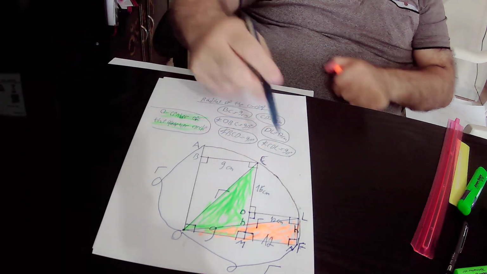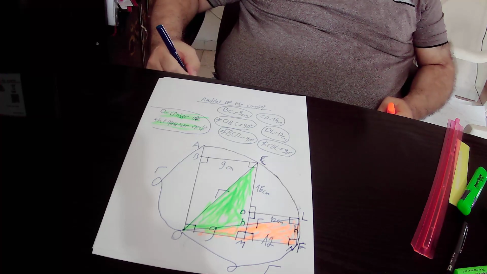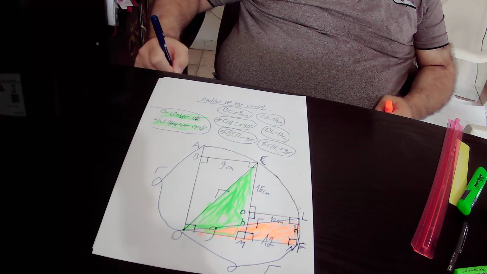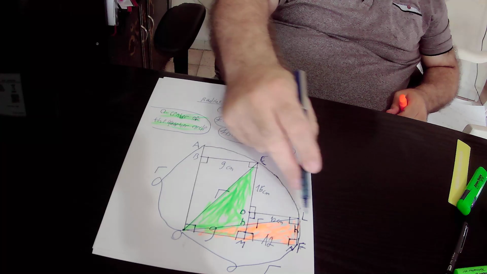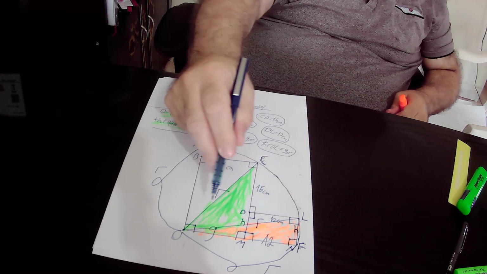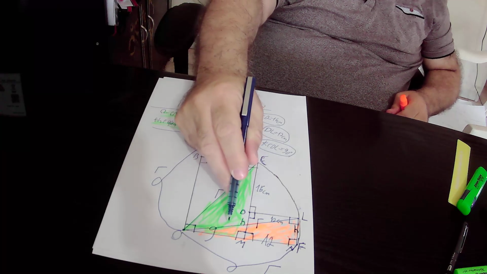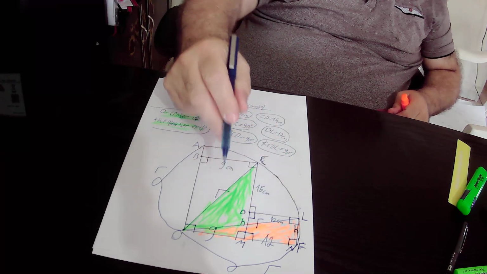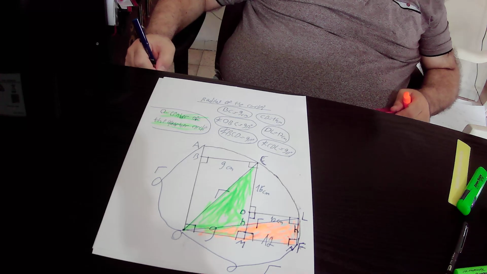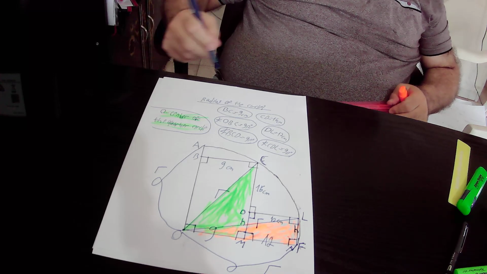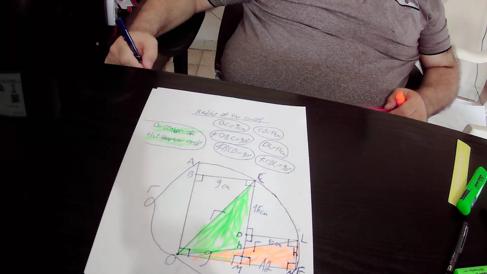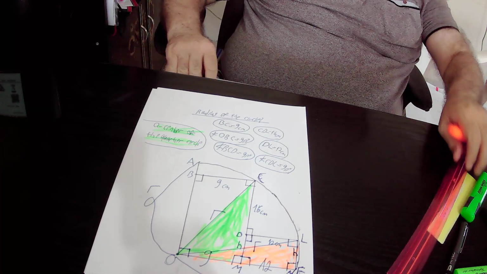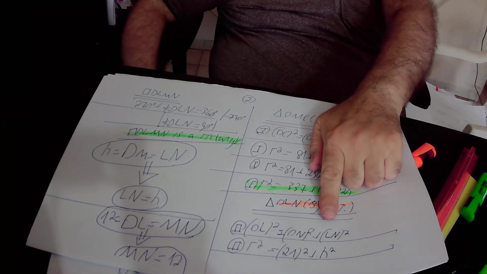OL is the radius of the quarter circle that is equal to R, therefore OL squared is R squared. And it is equal to ON squared. ON equals OM plus MN, that is to say ON equals OM, that is 9, plus MN, that is 12. 9 plus 12 is 21. So ON equals 21, therefore ON squared is 21 squared, plus LN squared. LN equals H, therefore LN squared equals H squared. So in conclusion, we found out that according to equation number 2, R squared equals 21 squared plus H squared.